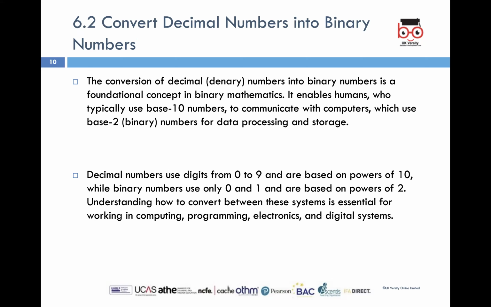So converting decimal numbers into binary numbers. The conversion of decimal, which is also known as denary numbers, into binary numbers is a foundational concept in binary mathematics. It enables humans, who typically use base 10 numbers, to communicate with computers, which use base 2 numbers for data processing and storage. Decimal numbers use digits from 0 to 9 and are based on the powers of 10, while binary numbers use only 0 and 1 and are based on the powers of 2. Understanding how to convert between these systems is essential for working in computing, programming, electronics, and digital systems.